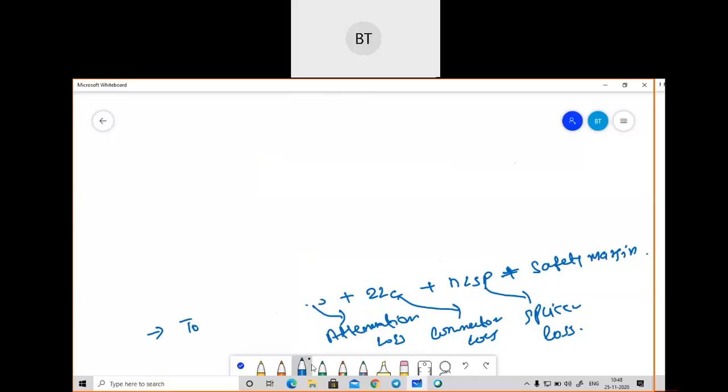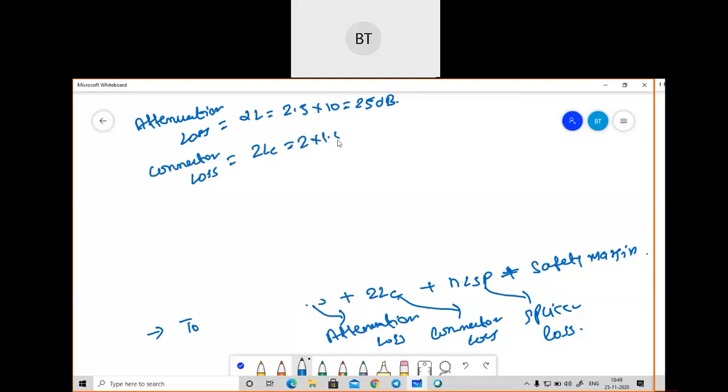So let me show you how to calculate. What will be our attenuation loss? Attenuation loss will be alpha into L, that is 2.5 into 10, that is 25 dB. What will be our connector loss? For connector loss, I can write here 2LC, that is 2 into 1.5, that is 3 dB. What will be our splicer loss? Splicer loss will be the number of splices into the loss of each splice.